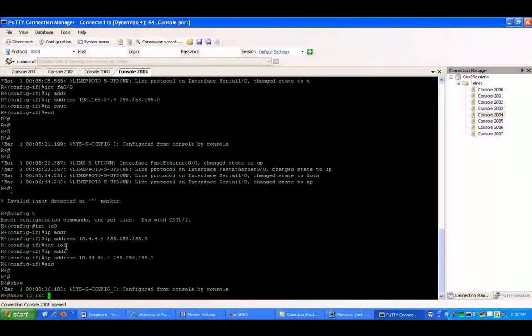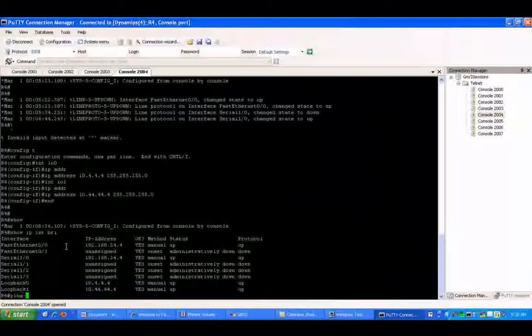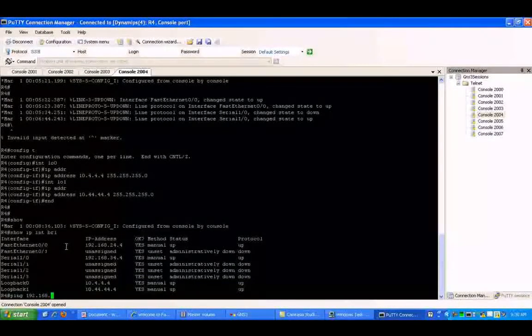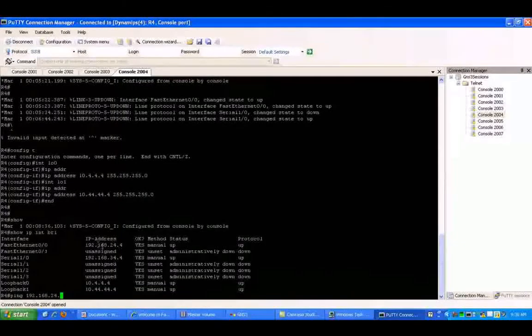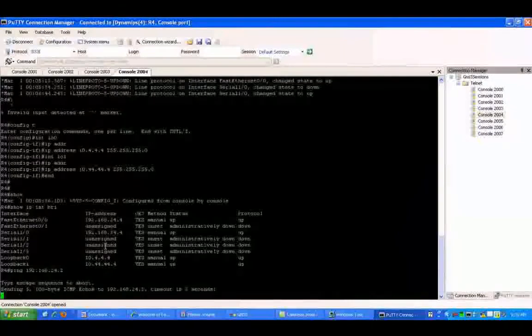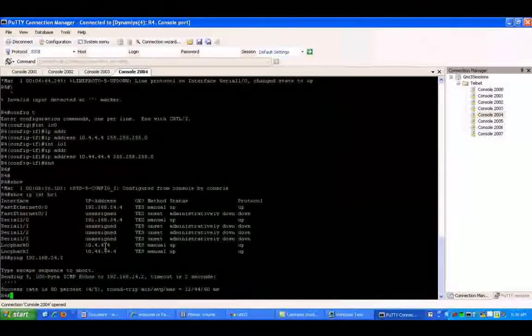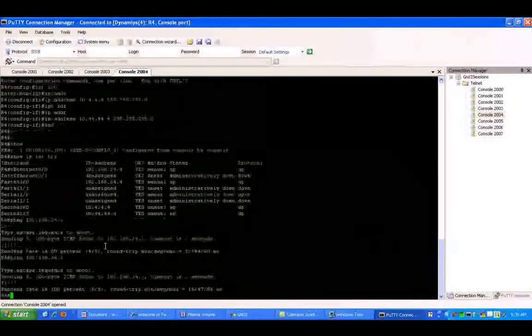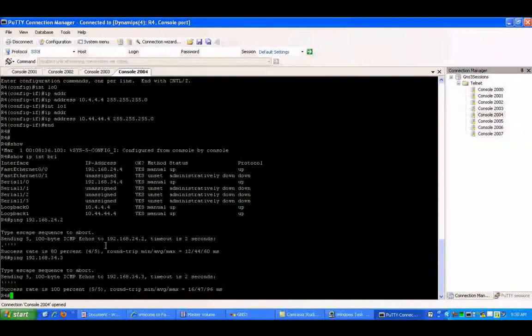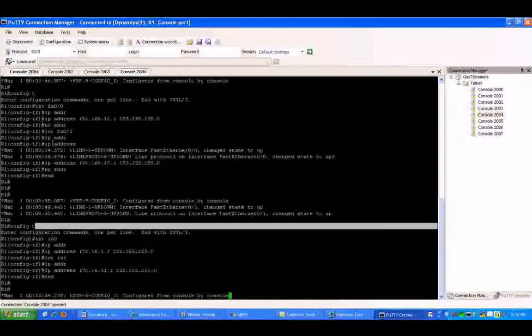So the next command we're going to do is show IP interface brief. If I try to ping out now, 192.168.24.2, which is Fast Ethernet 0/0, that's a connection to router 2. If we try to ping router 3, which is 34.3, we have connectivity as well.